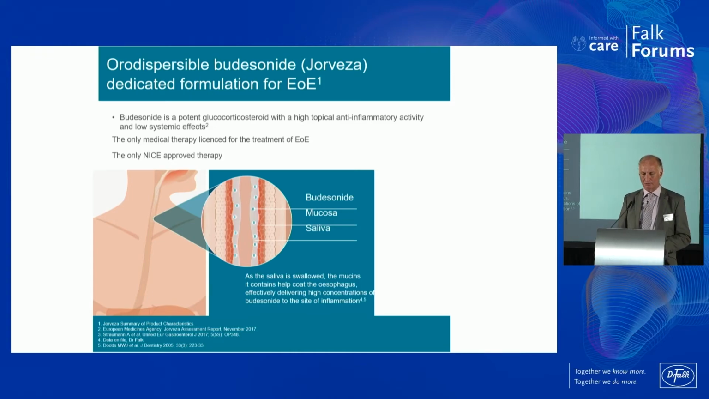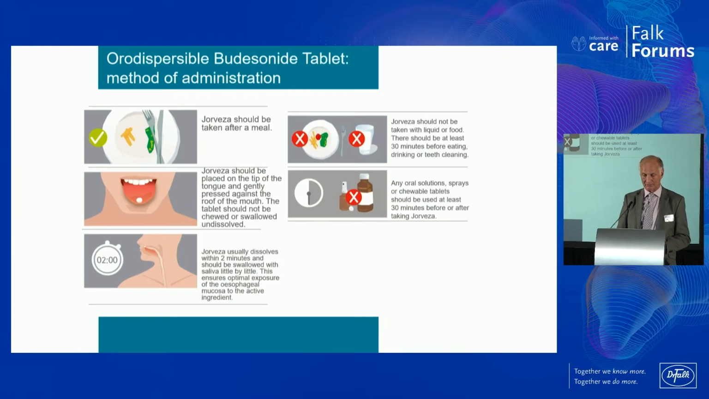But now we have an orodispersible form of budesonide called Jorveza, which is a potent glucocorticoid that's highly effective in this condition. It's the only licensed therapy for EOE, and NICE have approved it, and now the BSG guidelines recommend it for this circumstance. The instructions to take it are really easy. It's a very simple tablet.